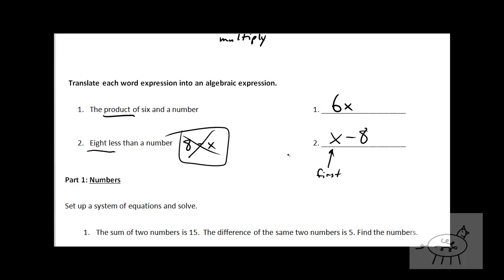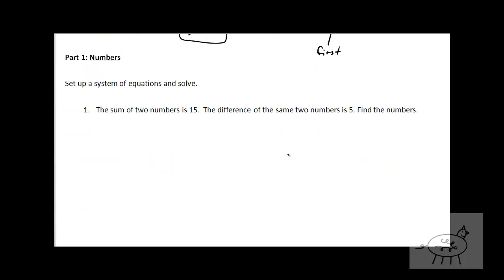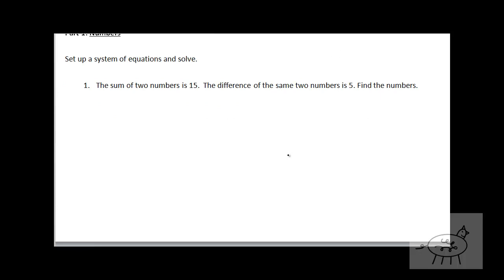Okay? All right, so let's set up a systems of equations, which is what we're going to do, and then we solve, using the elimination method or substitution method, one of those two. All right, so the sum of two numbers. So what I would like you guys to do is define your variables. And sometimes you're like, well, why are we doing this? And you'll see why it comes in handy. So let's read the whole question. The sum of two numbers is 15. The difference of the same two numbers is 5. Find the numbers.